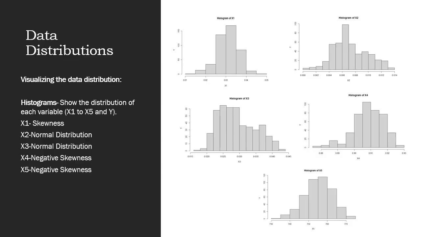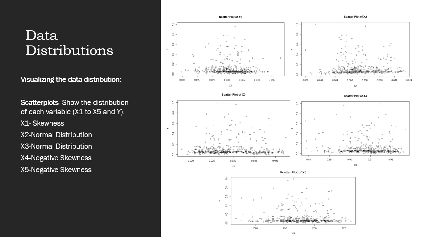The third slide is about data distribution, and here I have visualized the data distribution using histograms. As you can see, X4 and X5 have negative skewness and X2 and X3 have kind of normal distribution. In this slide, there are scatter plots. Outcomes have been displayed, and scatter plots also have a similar distribution like histograms.